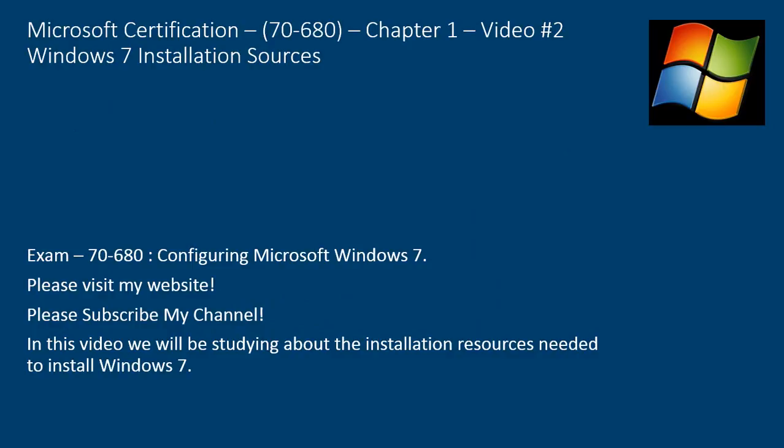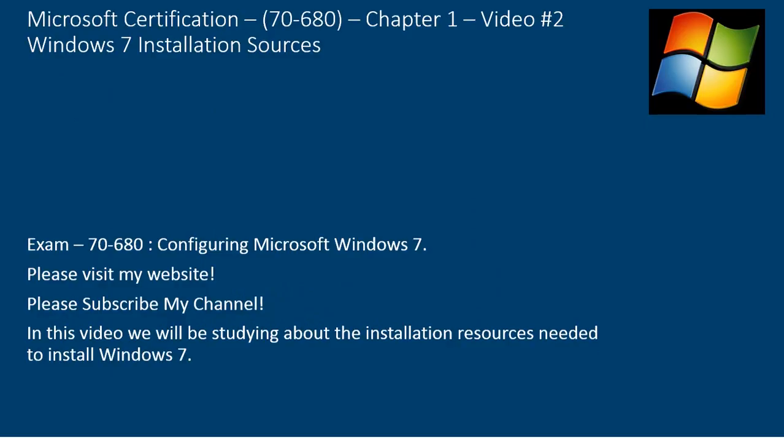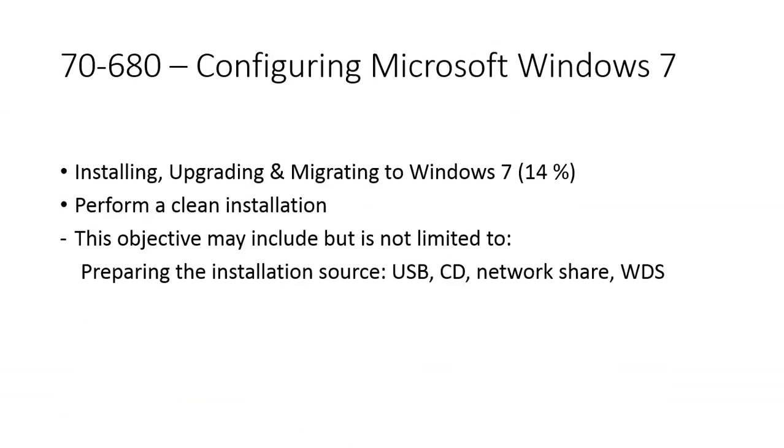Hello everyone, and welcome to this module of the Microsoft Certification 7680 training course. Today we will be studying the installation sources needed to install Windows 7. This comes from our requirements for 7680, configuring Microsoft Windows 7. We are in the first chapter, installing, upgrading, and migrating to Windows 7, which is 14%, and we're going to perform a clean installation.